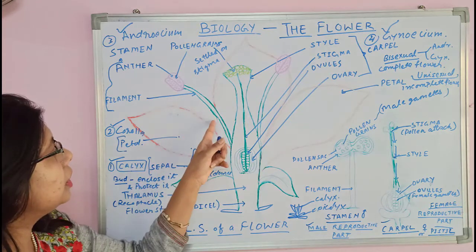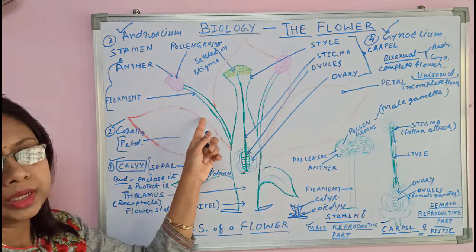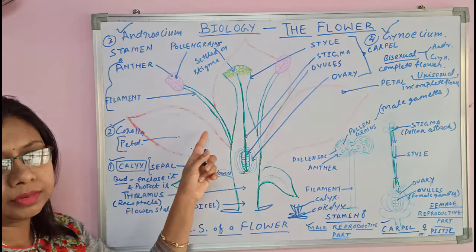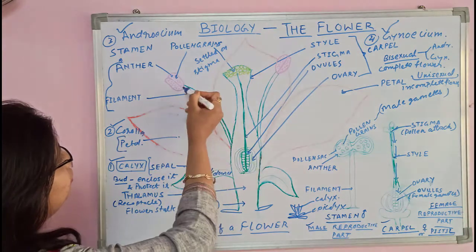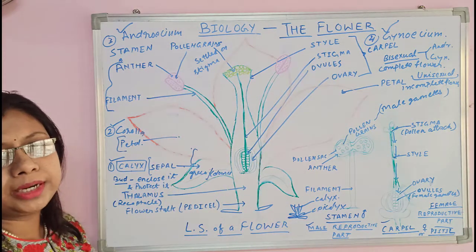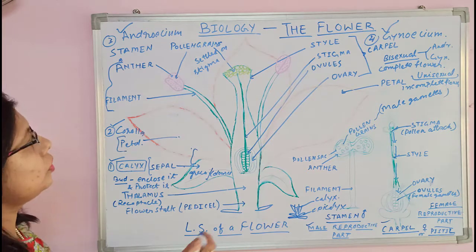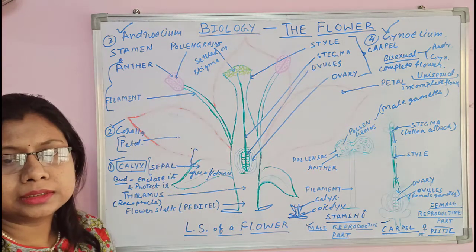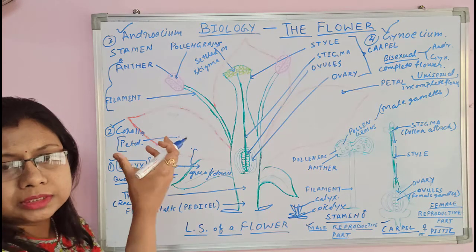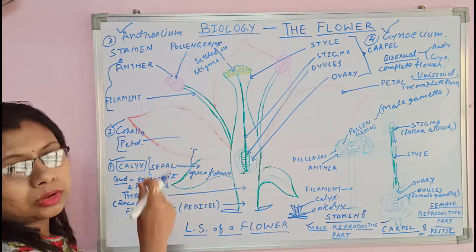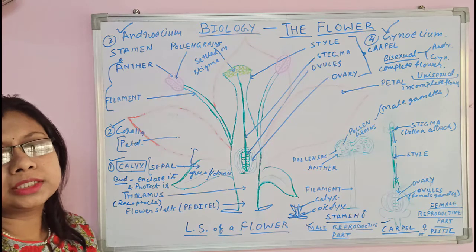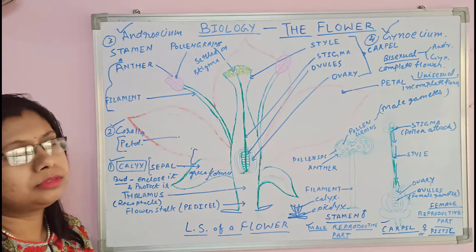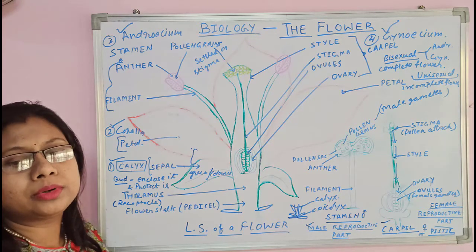And after this, the third whorl is androecium. It has a filament, which is a long cylinder, and on it there is a swollen portion called the anther. It is a broad portion which has pollen grains on it, and pollen grains are a yellowish powdery substance which contains the male gamete or male nucleus.